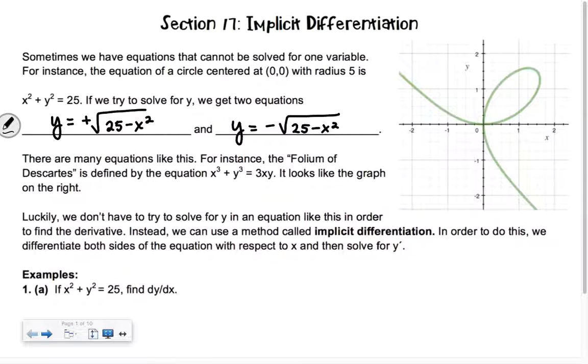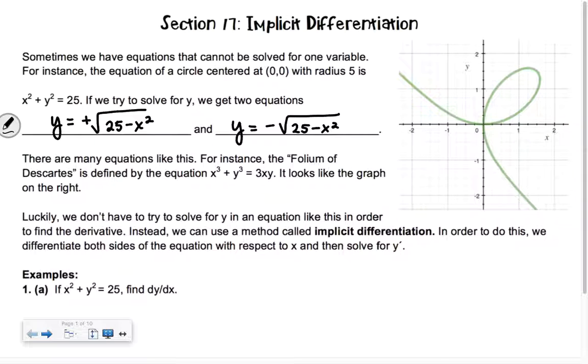There are many equations like this. The folium of Descartes is shown. It's kind of a little loop there, and it's defined by the equation x cubed plus y cubed equals 3xy. It's not a function. It doesn't pass the vertical line test, right? But we are not able to solve for y.